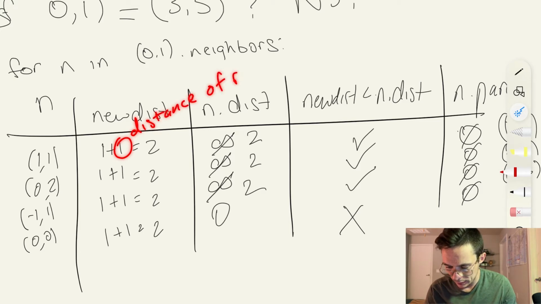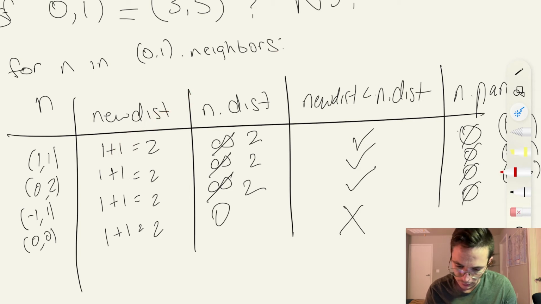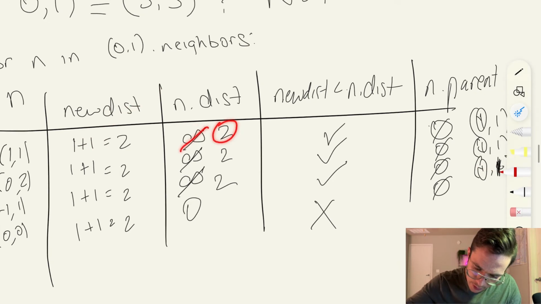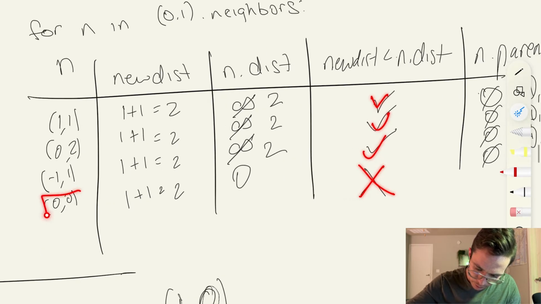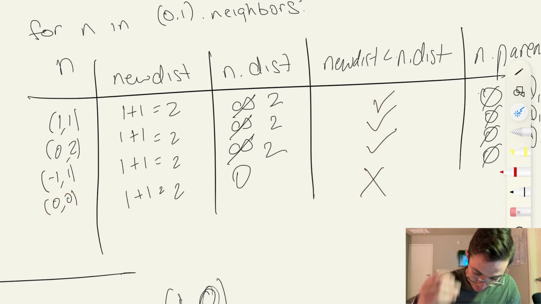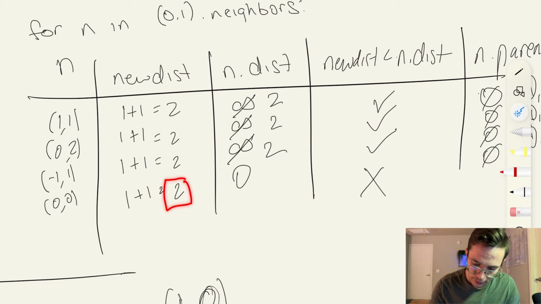And for most of these, we are going to go ahead and update the parent to be this current node. However, the one that we're not going to update the parent of is the starting node. It wouldn't make sense to update the parent because it's the starting node. So we correctly do not update the parent on that.